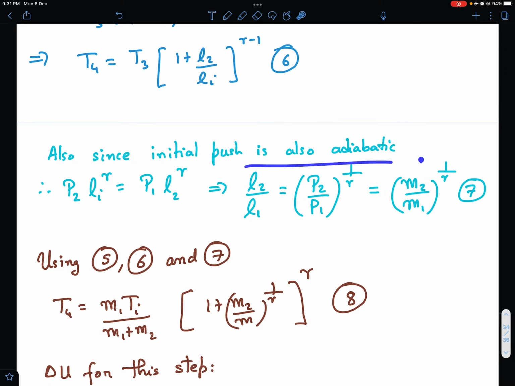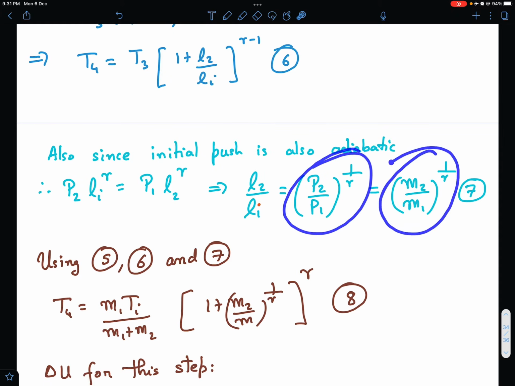Since the initial push is also adiabatic, I can say that P2 Li to the power gamma is equal to P1 L2 to the power gamma. That means I can say that L2 upon, this should have been Li, L2 upon Li should be equal to P2 upon P1 to the power 1 by gamma, just rearranging this equation. And therefore for L2 by Li and P2 by P1, I told you that the initial pressures will be proportional to the initial masses. Why? Because volumes were equal and the temperatures were equal, so pressures will be directly proportional to the number of moles or mass content in the chambers.